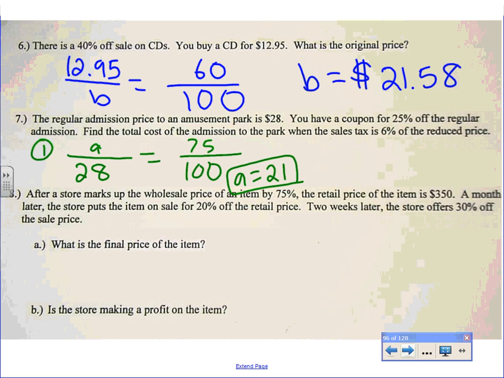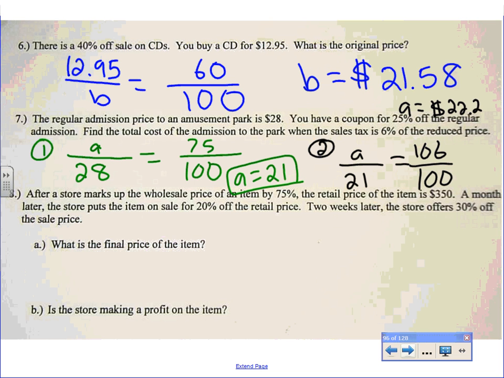So then step 2 is take the reduced amount and put the sales tax on that. So hold on one second. The original is 21, and then your sales tax was 6%. So 106 over 100. And then when you solve here for the reduced cost on the sale price, you get $22. I'm running out of room. So it should be $22.26. And that goes with number 7.